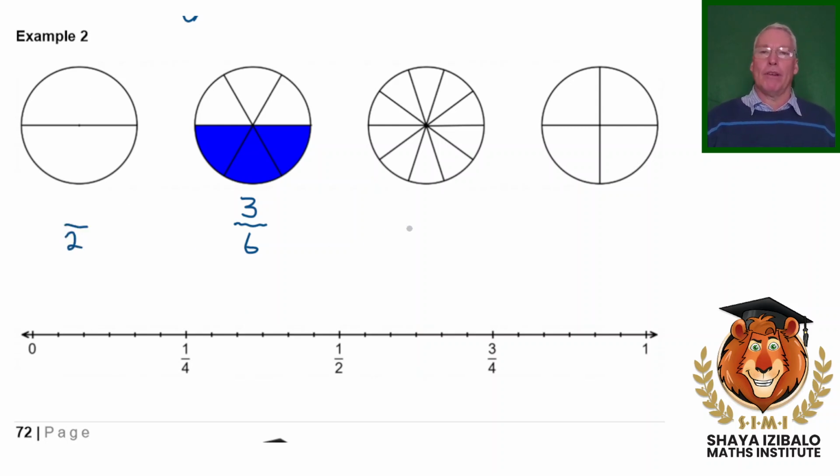Remember, at the bottom we are putting the total number of pieces of cake. Here there are 8 pieces of cake. And here there are just 4 pieces of cake. Right. Pause the video, try this one, and then we will have a look at how you went.